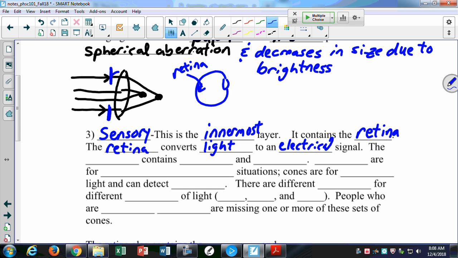The retina contains rods and cones. Rods are for low light conditions, and cones are for bright light. One of these is for colored light, and one is for just black and white. Which is it? Rods are for what, black and white or color?